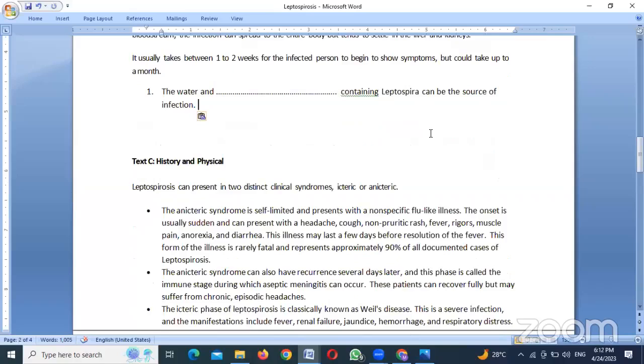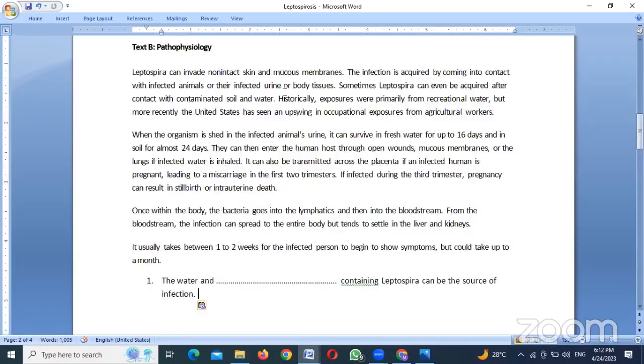The water and dash containing leptospira can be the source of infection, okay? Yes, both contain it, but this is not the answer, okay? The answer comes exactly like this. Don't guess. Try to find. Here is the word sometimes, and can even be acquired. So in this point, the water and dash containing leptospira can be the source of infection. So I doubt about the words sometimes and even.